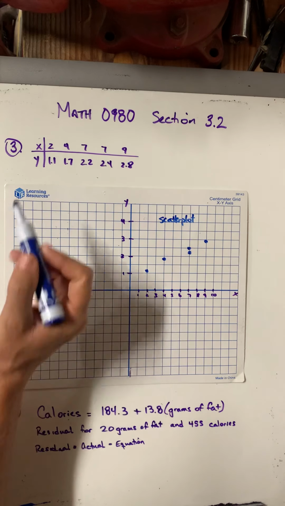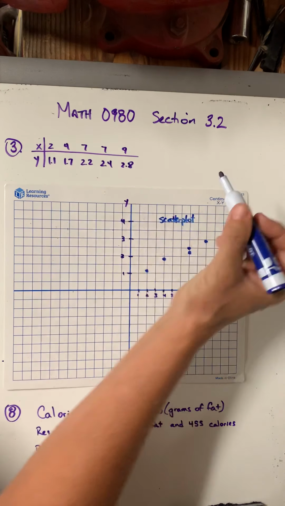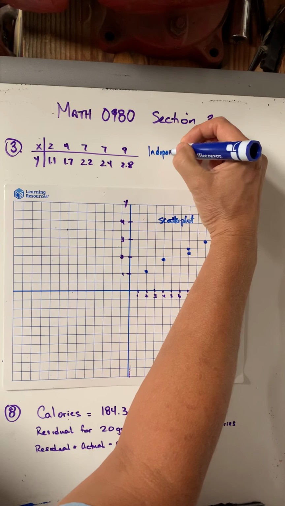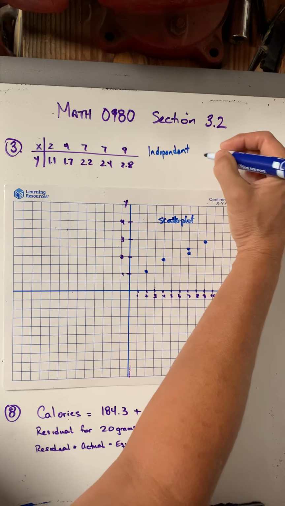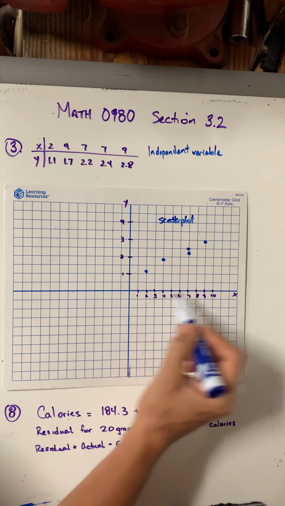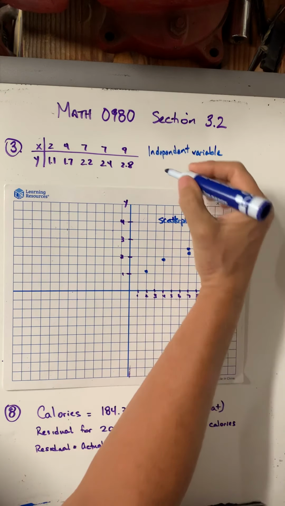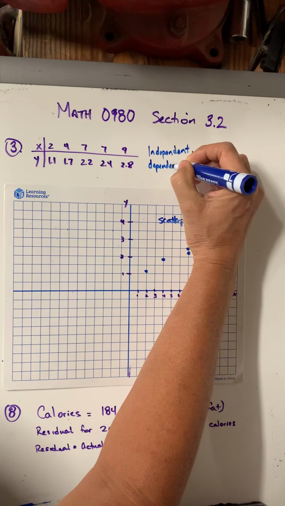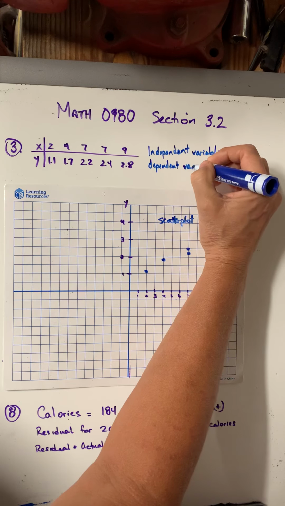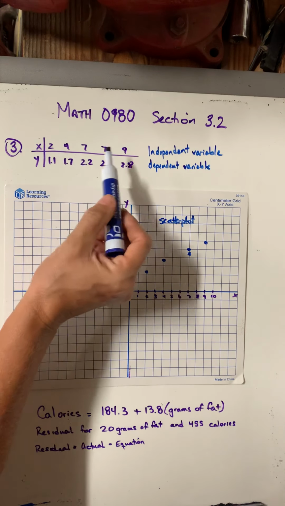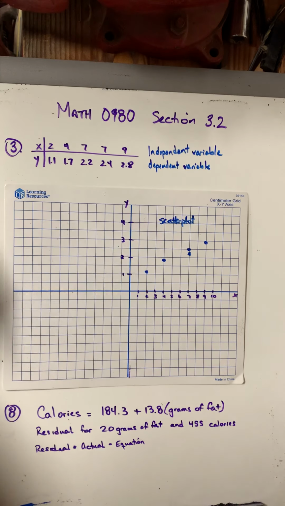Some vocabulary. The x variable is always called the independent variable, and it goes on the horizontal axis typically. And then the y is the dependent. And the reason that they have these names is because we typically would find the x first and then figure out what the y was.